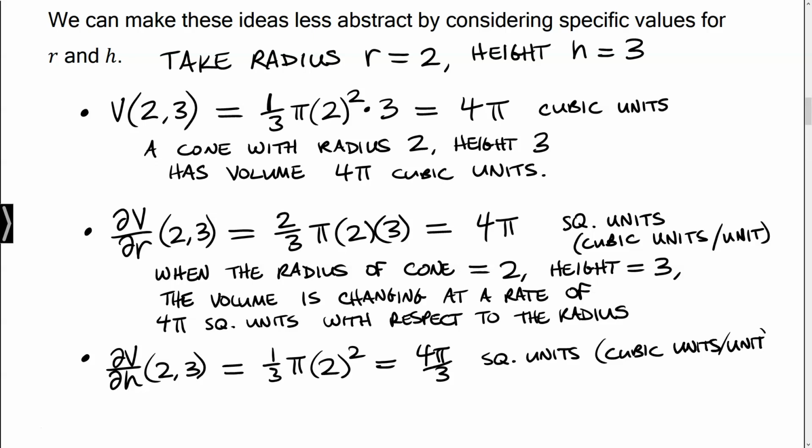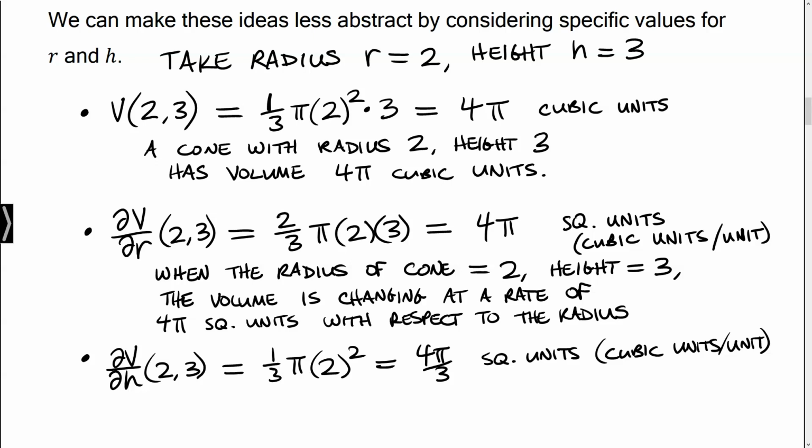But what this is saying is, this is the rate of change of the volume with respect to the height. In other words, if I change the height a little bit, then the volume is going to change by 4 pi over 3 times that. So, you could say at 2, 3, if I wanted to increase the volume, I'm going to get a lot more bang for my buck by changing the radius.